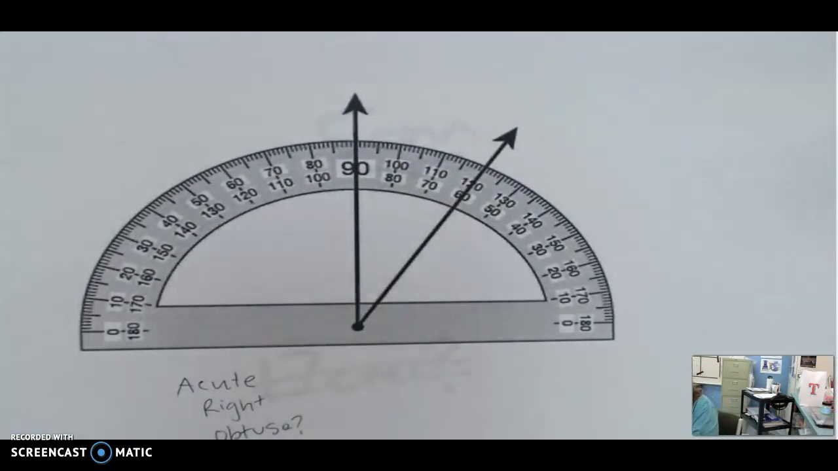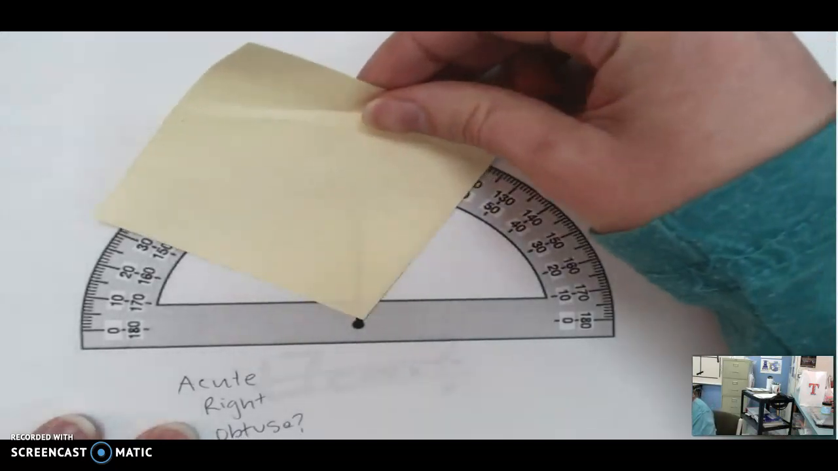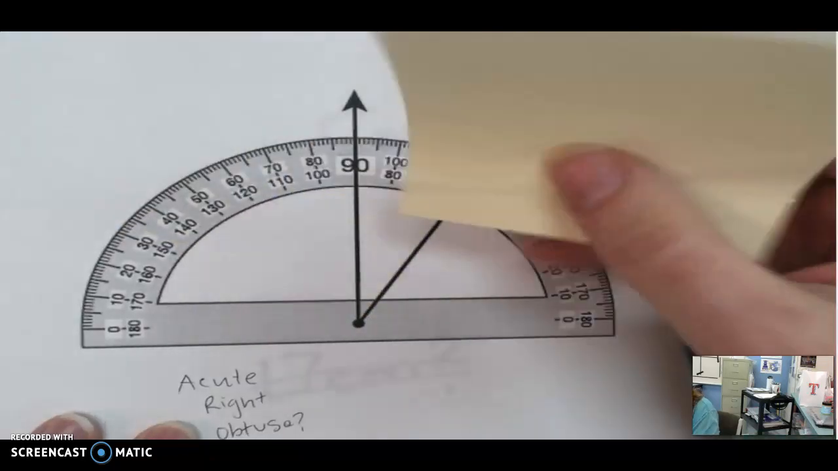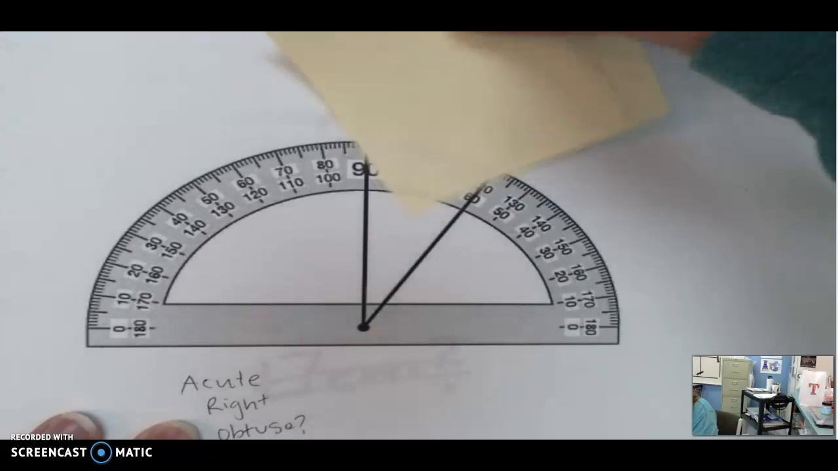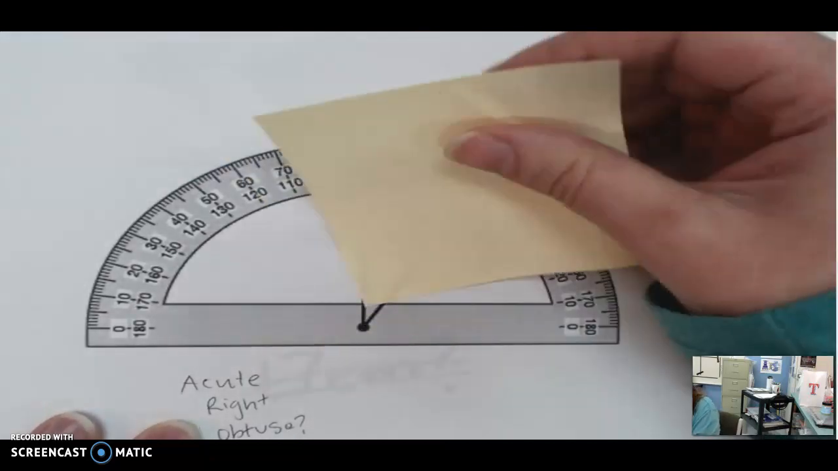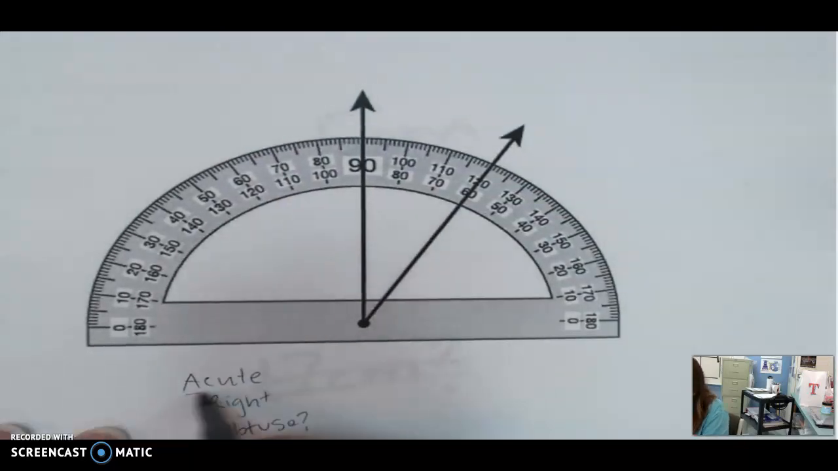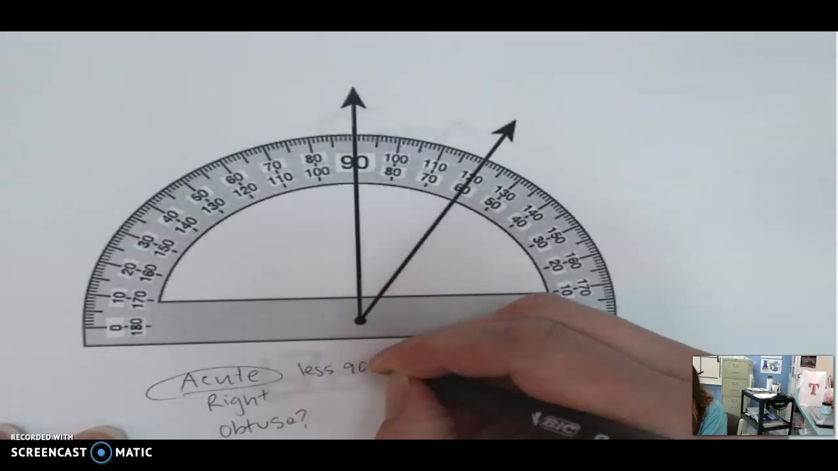Well, you should be able to tell, but I'm going to check with my sticky note just in case. Look, my sticky note is a right angle and it completely covers it up no matter which way I use it, right? My sticky note is too big. So this is an acute angle. So that means I know it's going to be less than 90 degrees.